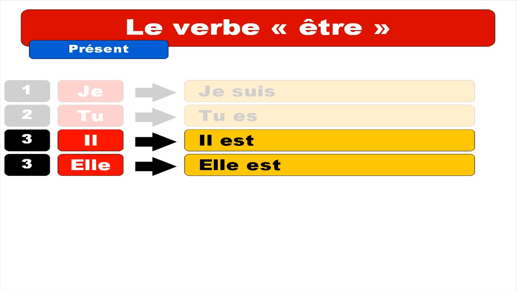So it's quite strange because it does sound the same as tu, okay, but then there is this final T, but you don't pronounce it. So, il est. Repeat. Okay, and the form for elle, elle est. Repeat.